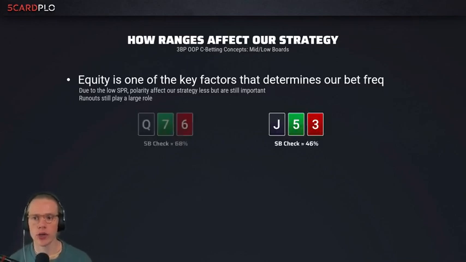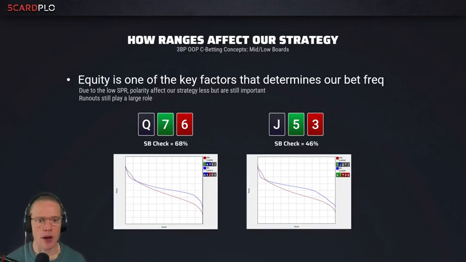So if we have a look at two different boards here, we have Queen 7-6 and Jack 5-3, both rainbow. You can see that there's a big disparity in the c-bet frequencies on these board textures. On the right-hand side, we are c-betting a lot more. On the left-hand side, we are checking a lot more. And if you have a look at the equity graphs, again, they do look quite similar. We are both lacking in polarity a lot of the time.